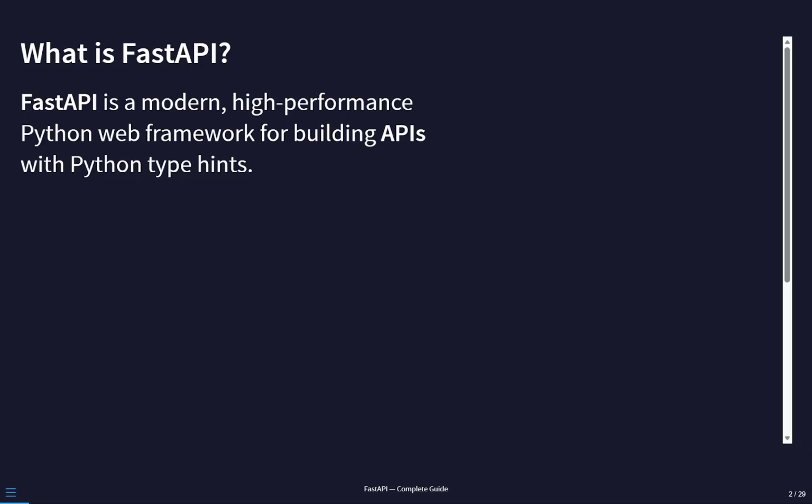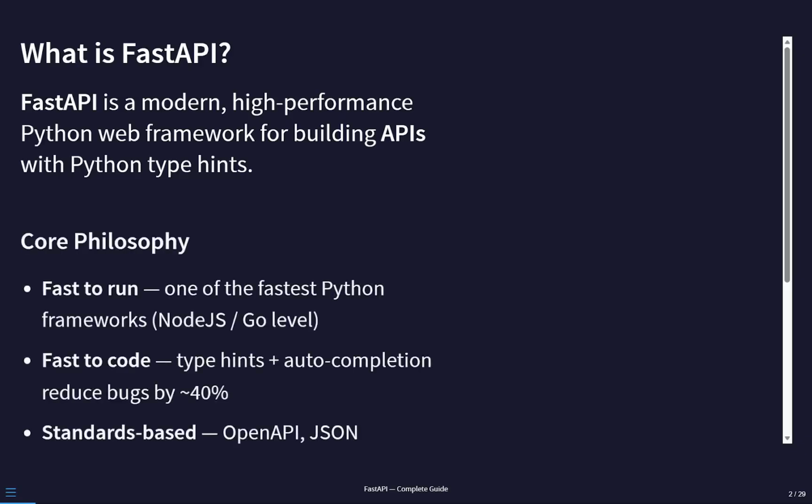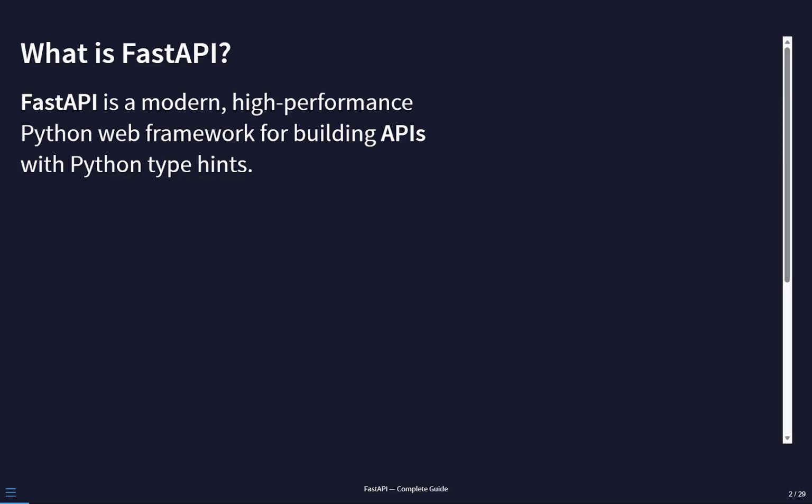Let's unpack that sentence. Modern. It was created in 2018 and was designed from the ground up for the Python 3.6 plus type annotation system. It doesn't carry 20 years of legacy decisions. High performance. And this is not marketing. Benchmarks consistently place FastAPI among the fastest Python frameworks, competing with Go and Node.js for raw throughput. The reason is its ASGI foundation and native async/await support, which we'll cover in detail.